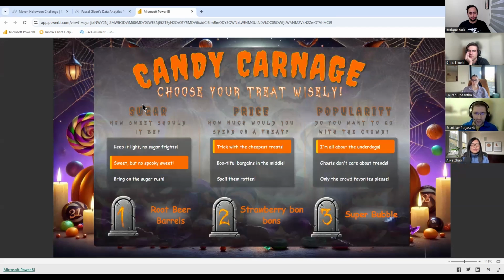So there are no charts, there's not anything here. Instead, what we have is a pure answer to the challenge prompt. What candy should you give away to be the most popular? And the only choice that we have is to play with these slicers where we influence the weight of each of these categories that he, or rather they, chose. So I really like this.